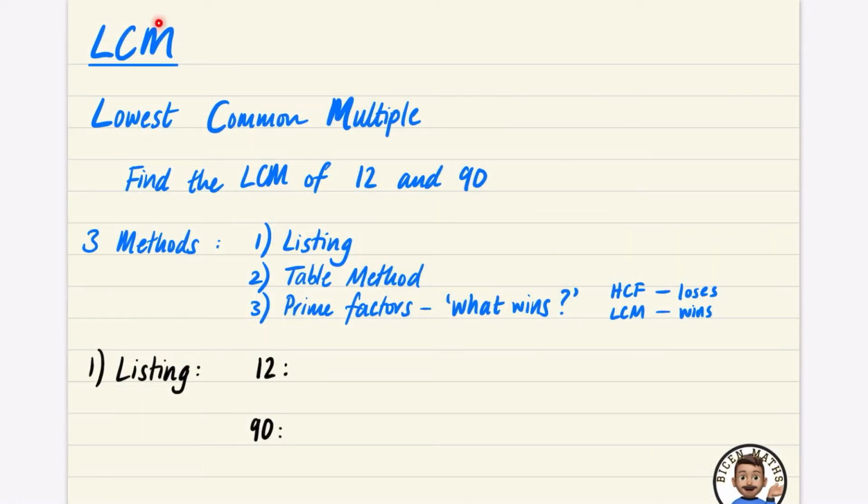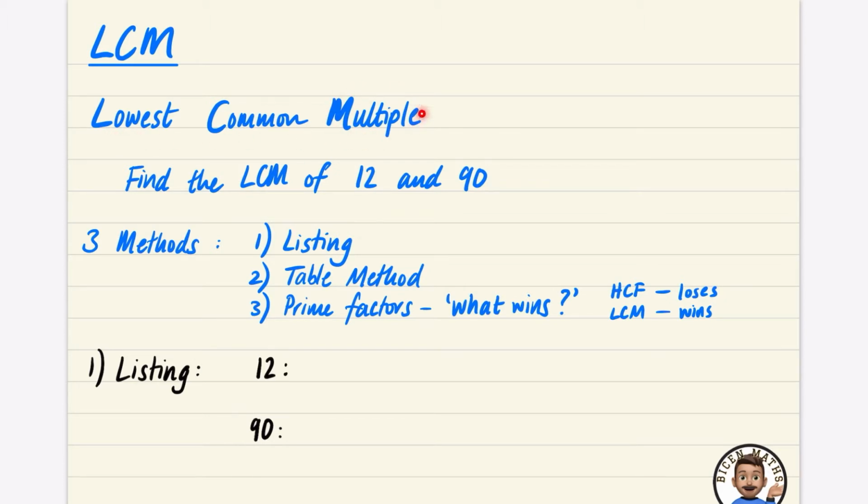Okay, so in this video we're going to look at the LCM, which is the lowest common multiple, and we're going to do it for the numbers 12 and 90. And just like with the highest common factor, we're going to do three different methods. We're going to do a listing method, a table method, and then a prime factors method.